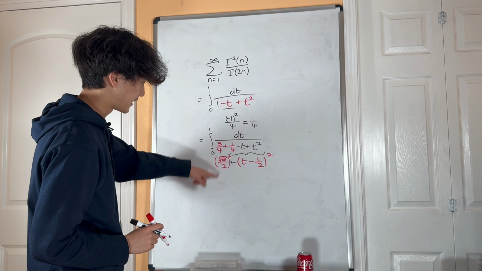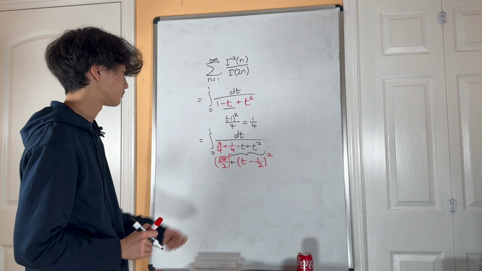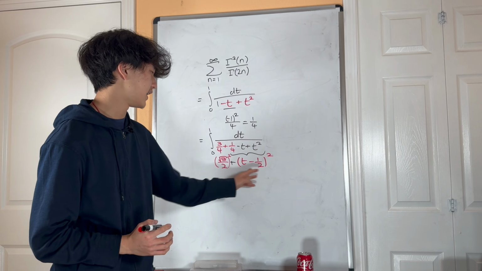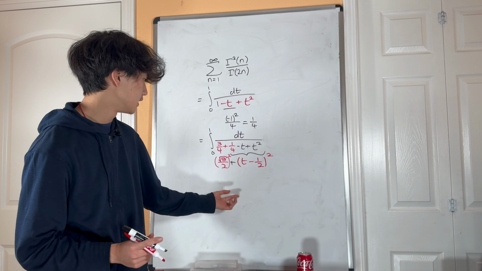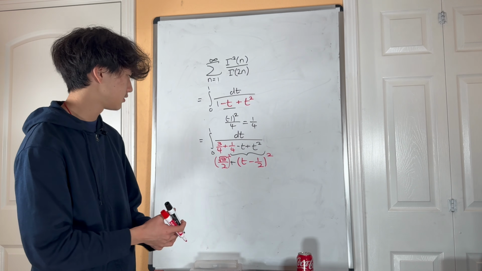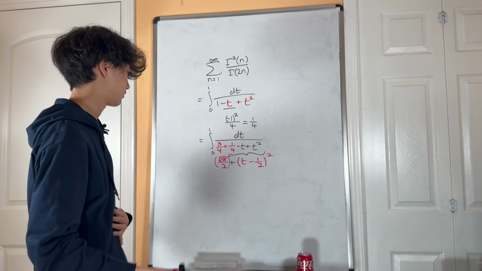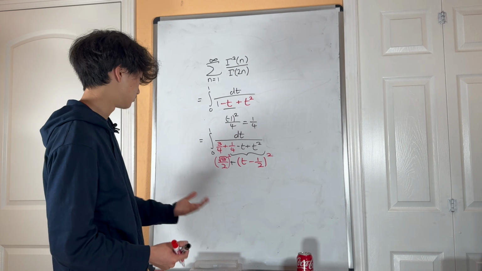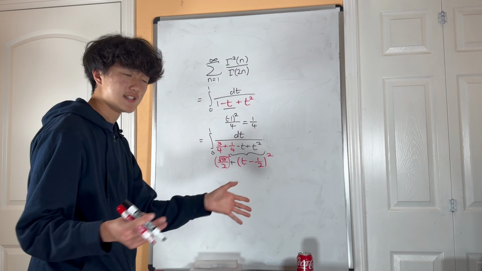If you just go ahead and expand this out, you're going to get 3/4. Now right here, you can go ahead and make a u substitution if you'd like, but it's not really necessary. It's just the shift to the right, and this right here is linear. So yeah, now let's go ahead and take the antiderivative.